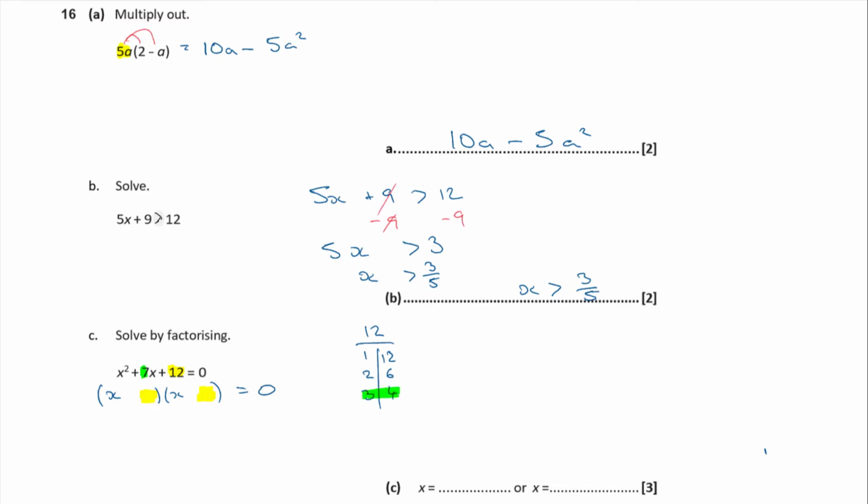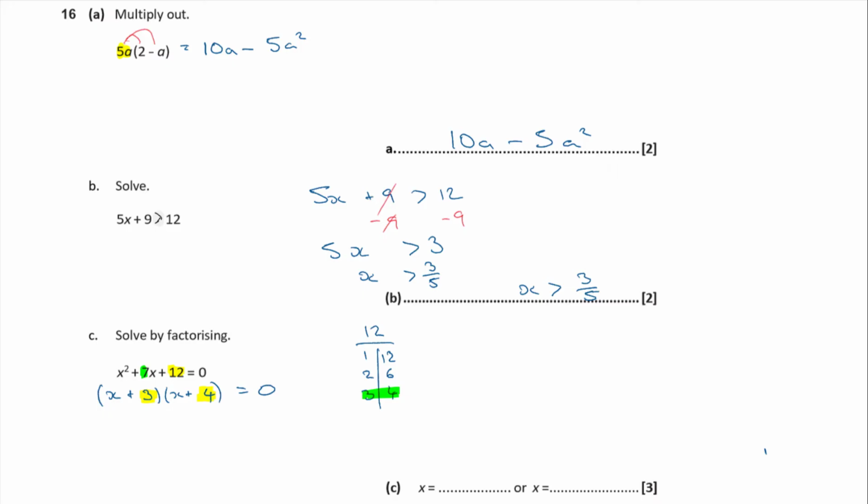So that tells me that one of these numbers must be 3, and one of these numbers must be 4, so they multiply together to give me 12, and add together to give me 7. Right, now I've got them factorised into two brackets. When you've got two things and you multiply them together and you get 0, it must be that one of the things was 0 to start with. That's the only way that can happen.